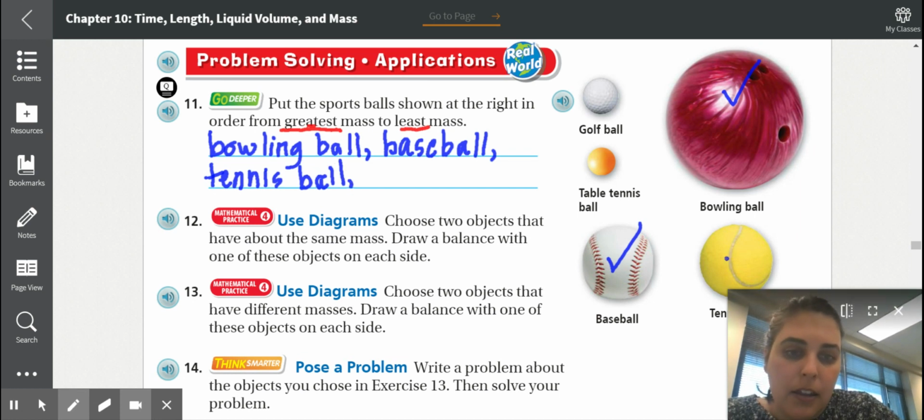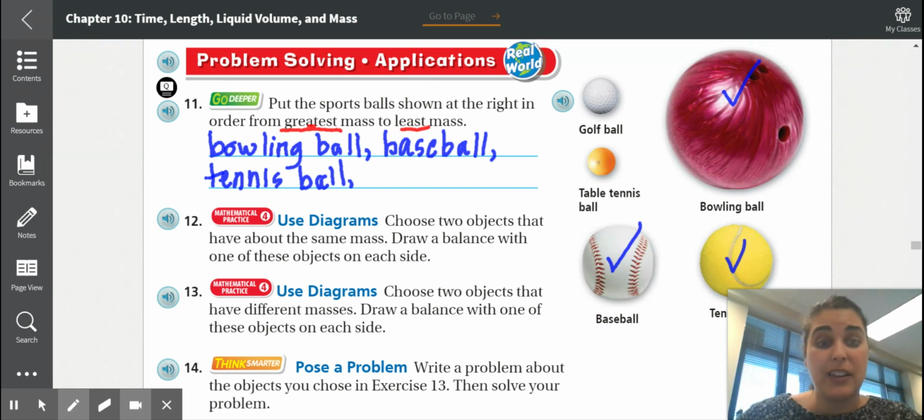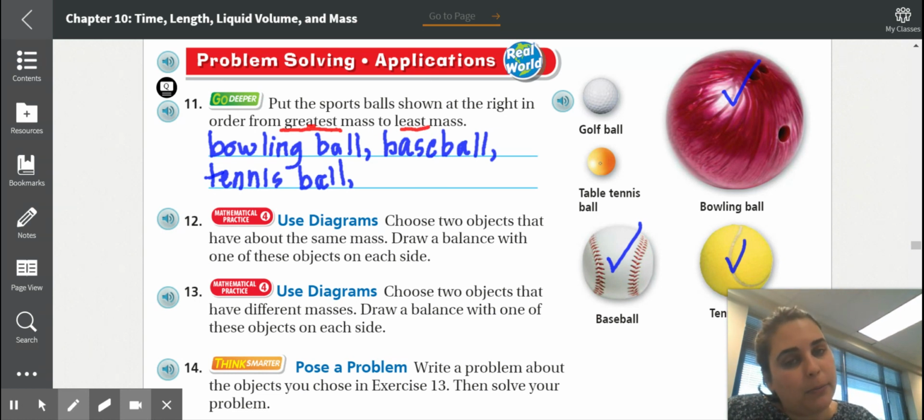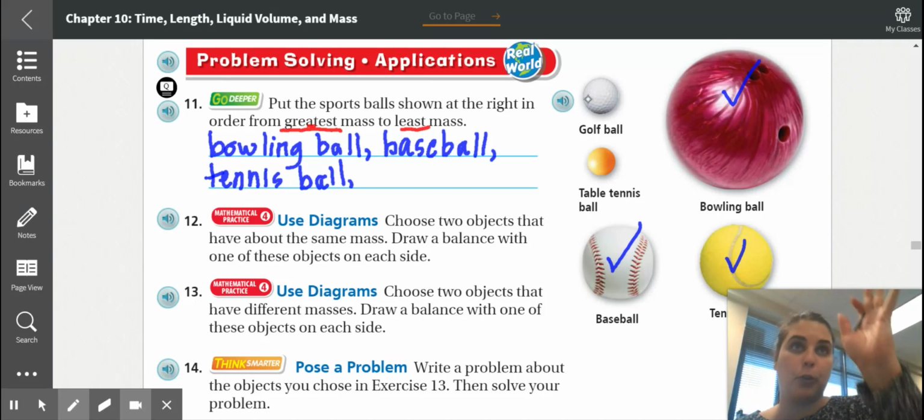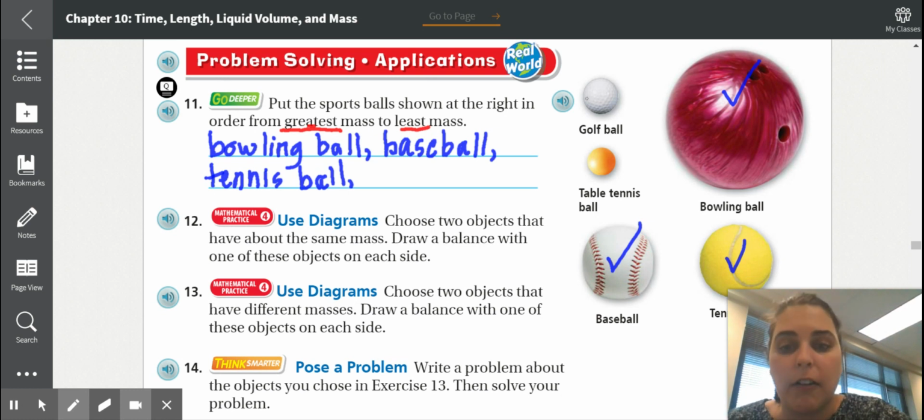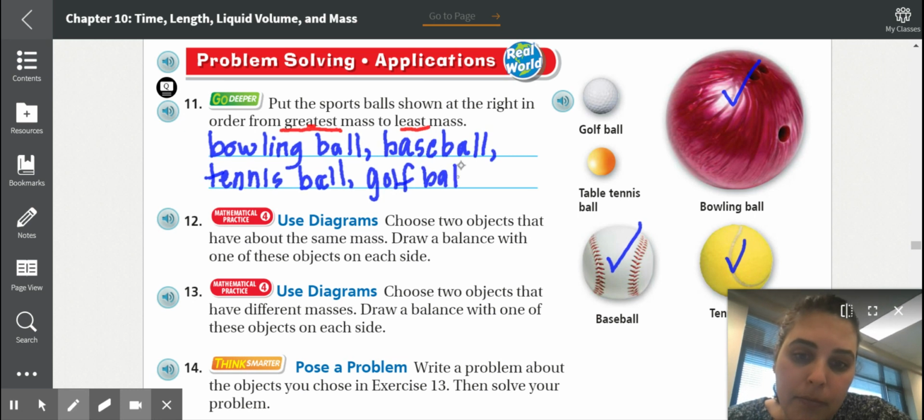And then we've got golf ball and table tennis or ping pong. And if you've ever played ping pong, these balls are really, really light. Actually, we've used those in class before at our Halloween party. Those little black balls that you would throw into the cups, those are super light. So what would be next if we're going from greatest to lightest would be a golf ball. And then the last would be table tennis. Okay.